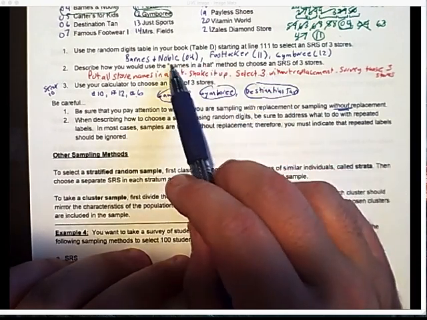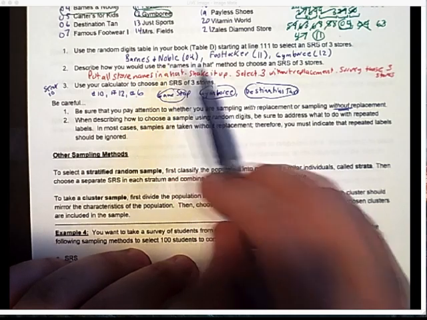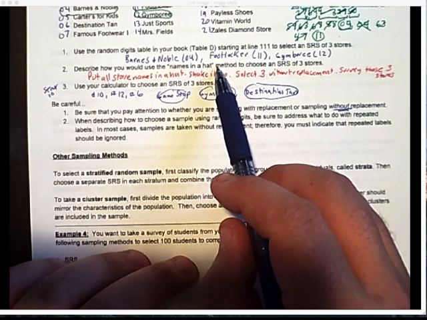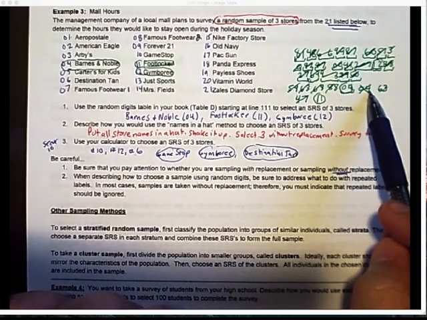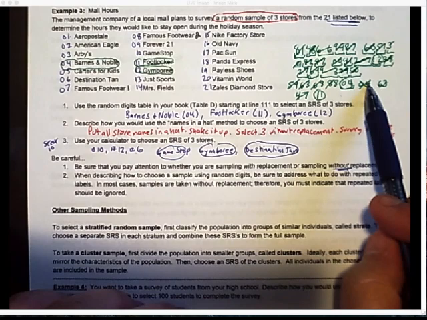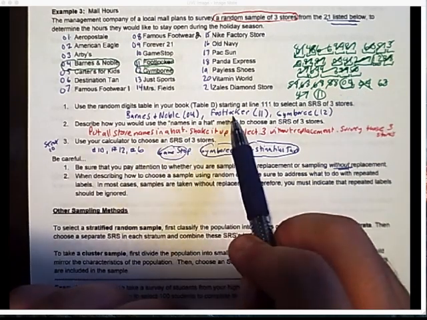I don't want to pick Barnes and Noble, for instance, and then throw that name back in the hat and choose it again. That's why when the number 4 came up again, I didn't select it again. That's without replacement. If it was with replacement, then I would ask them again, but I don't want to do that.